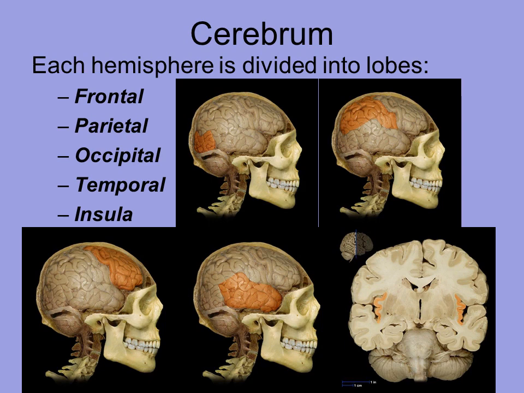The insula is the one that sometimes people have problems with. It's more internal. And so you can see on the bottom right picture, the highlighted orange there, that would be the insula lobe.